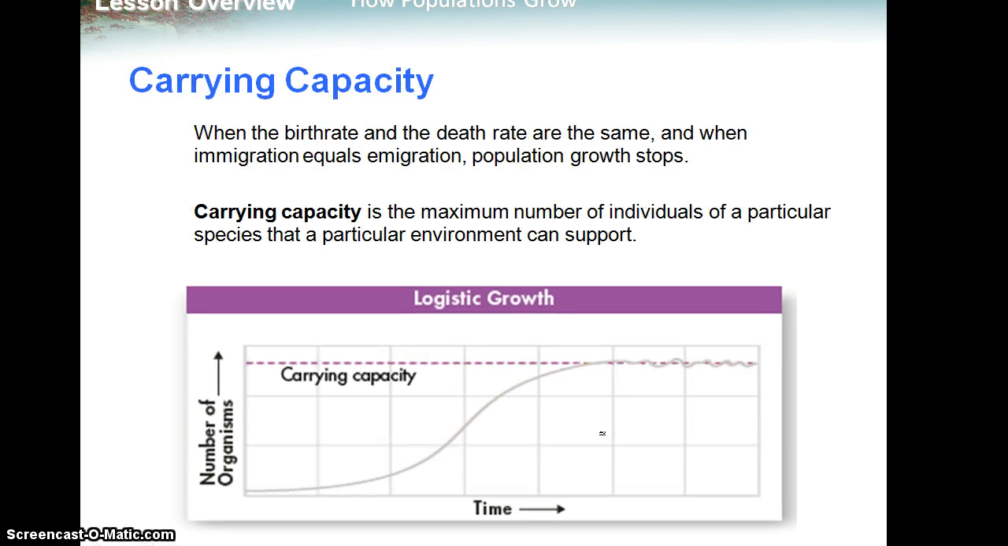So what is carrying capacity? Carrying capacity is going to be the maximum number of individuals of a particular species that a particular environment can support. Basically meaning, based on the number of resources, we only have enough resources for this many individuals to survive and reproduce. Anything over this, there's going to be too much competition, and we're going to have a dip in the population. So we go a little bit above it and we have a dip in the population, but overall we stay right about this carrying capacity unless there's a major shift within that habitat.